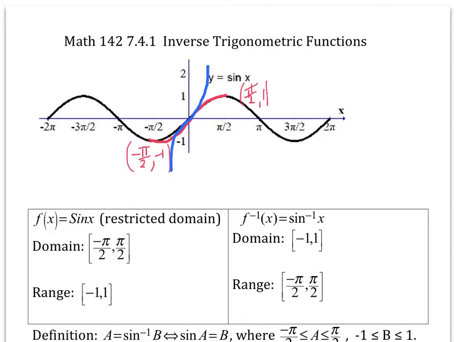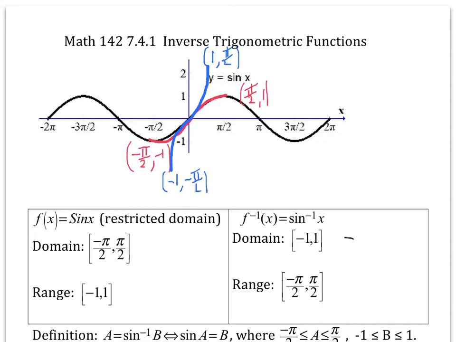It's not a very interesting graph. But anyway, the inverse sine function goes from the point negative 1, negative pi over 2, up to the point 1 comma pi over 2. So what we did was we restricted the sine function, call it capital sine function, to domain negative pi over 2 to pi over 2 and range negative 1 to 1. We found the inverse of that, and that's the inverse sine function.